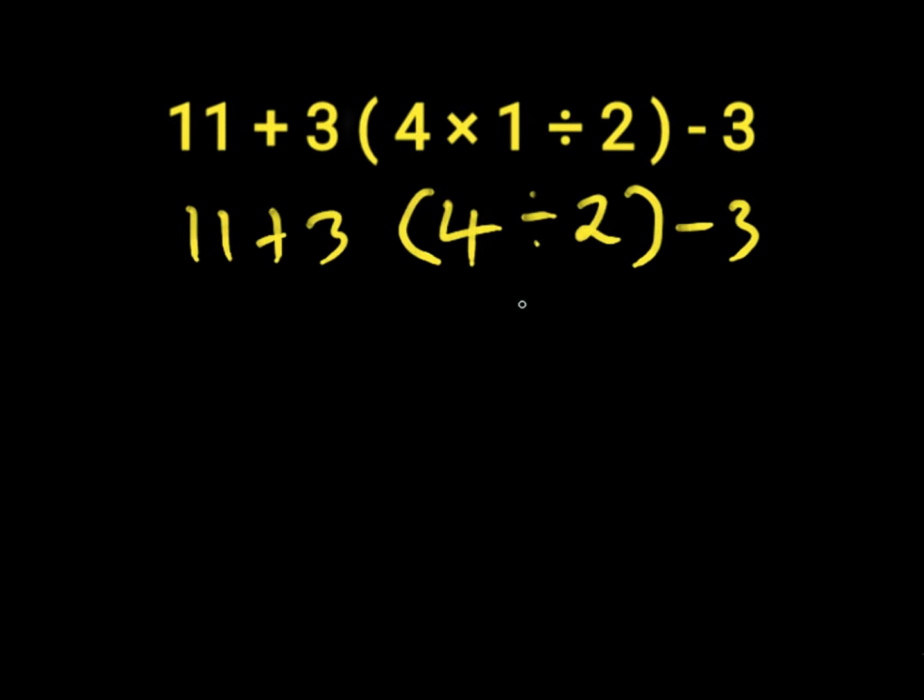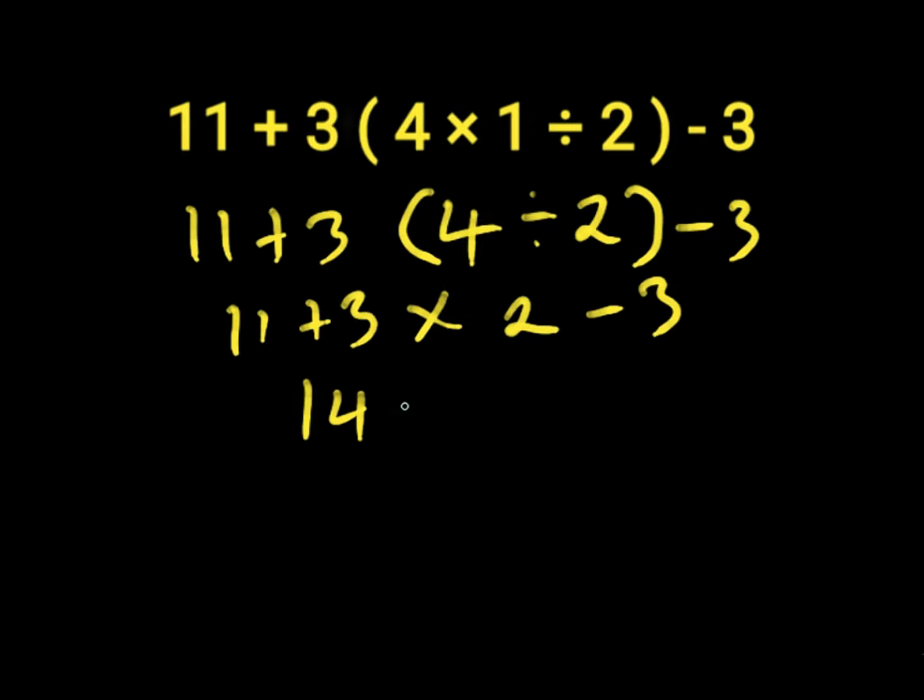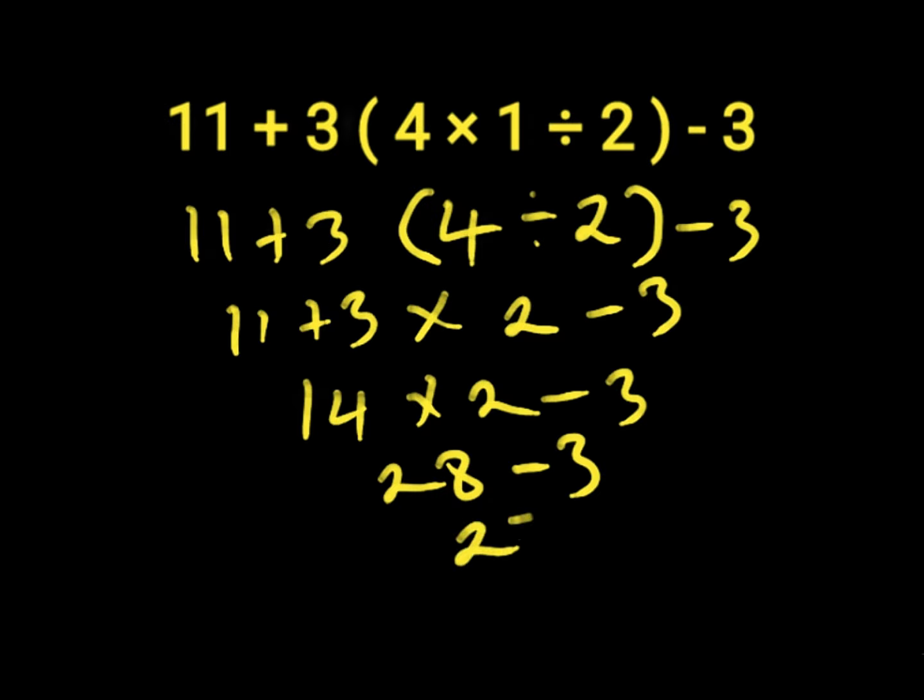So 4 divided by 2 will give us 2. Then we have 11 plus 3 times 2 minus 3. 11 plus 3 will give us 14. Then 14 times 2 minus 3. 14 times 2 is 28. Then we have 28 minus 3, which will give us 25.